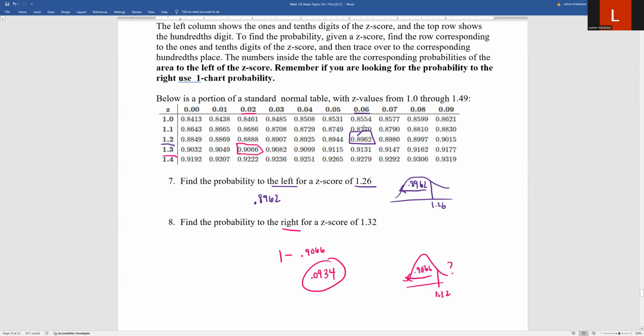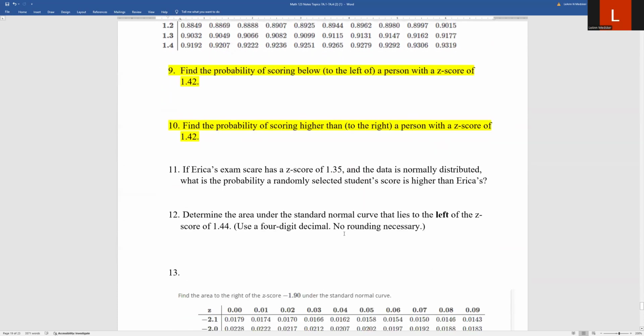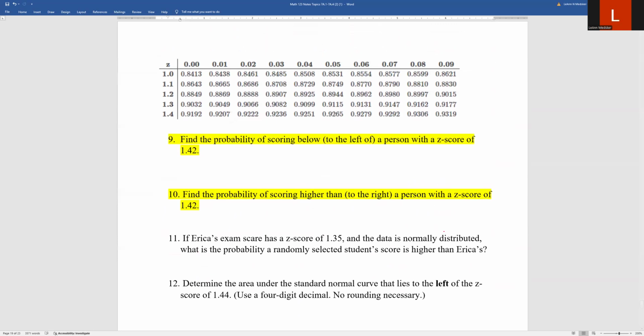Okay, so left, you read directly from the table. Right, you want to go 1 minus that. Okay. All right, this is on the Kahoot, these two. So let's look at the last couple ones here. We're almost done with this video.